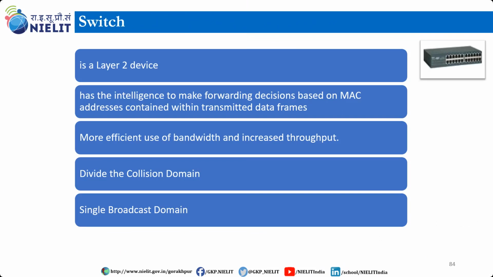More efficient use of bandwidth and increased throughput. It divides the collision domain. There is a single broadcast domain by default, but after configuring a virtual local area network, we will have multiple broadcast domains in the case of a switch.